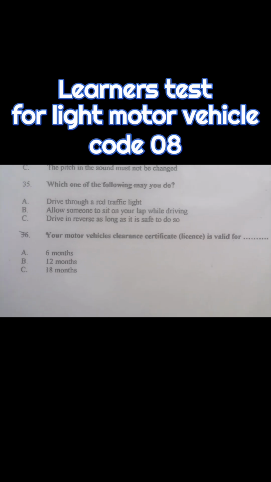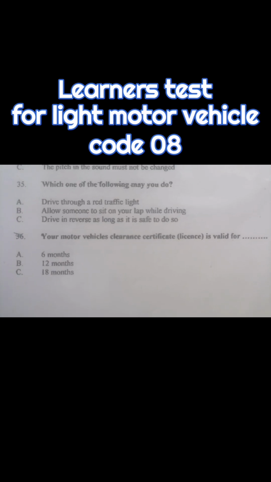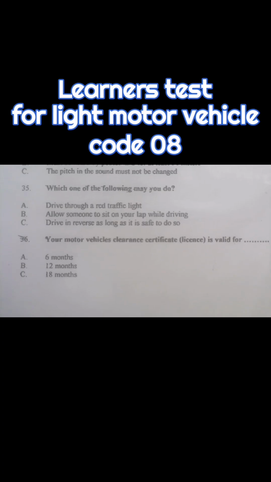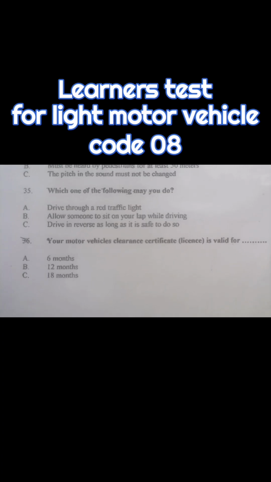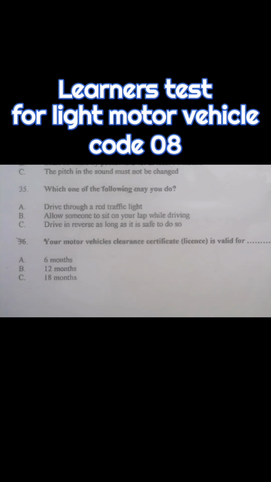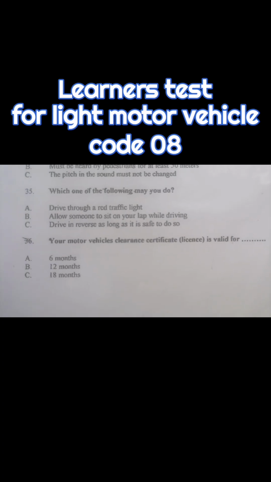36 says your motor vehicle's clearance certificate, the license disc on the car, is valid for 6 months, 12 months, or 18 months. Alright, it is valid for 12 months. Every year you have to renew your vehicle's license disc.